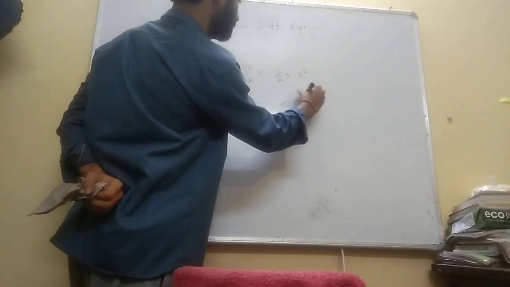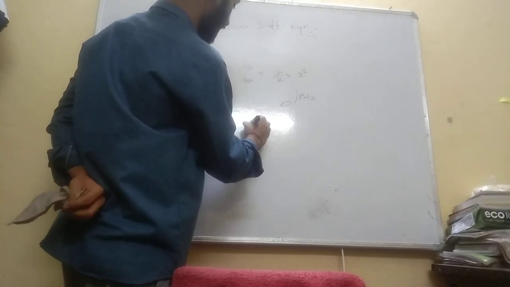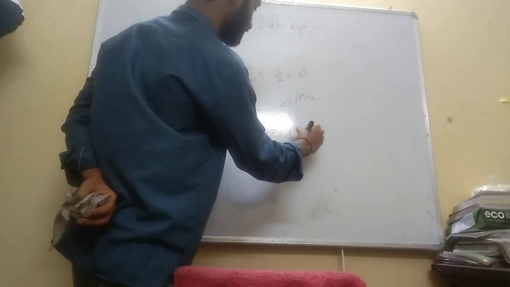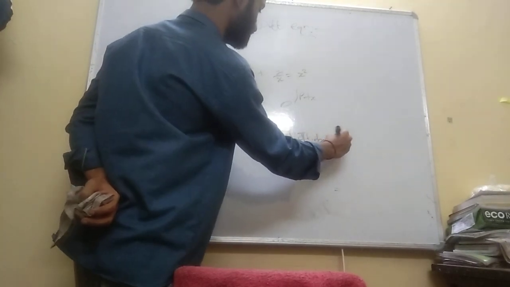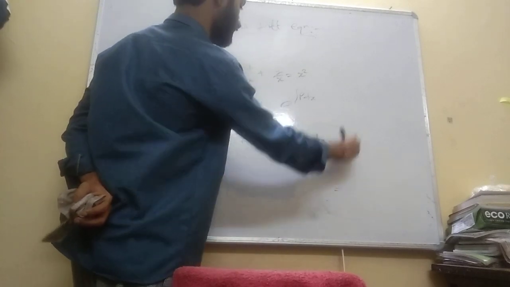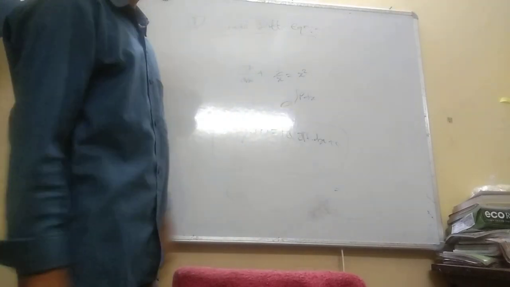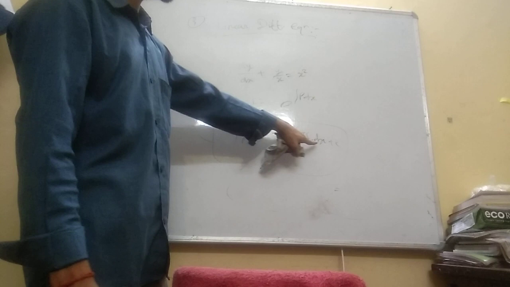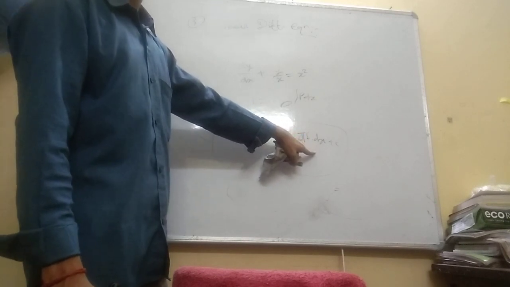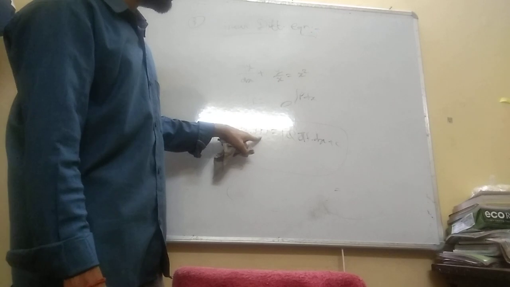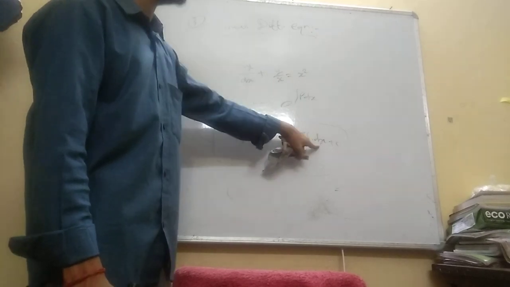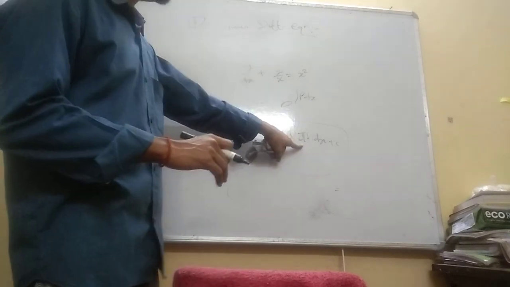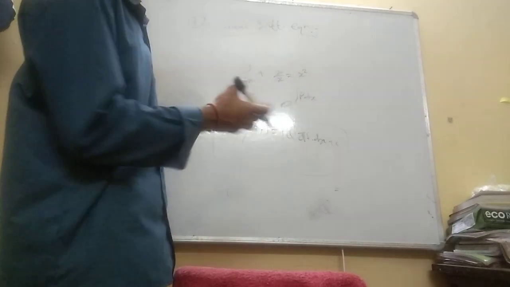e to the power integral of P dx. y times the integral factor is equal to the integral of Q times the integral factor dx plus c. So this is the formula that we have to follow. I think I made the mistake here. I removed this integral factor. So we have to remember all this carefully.